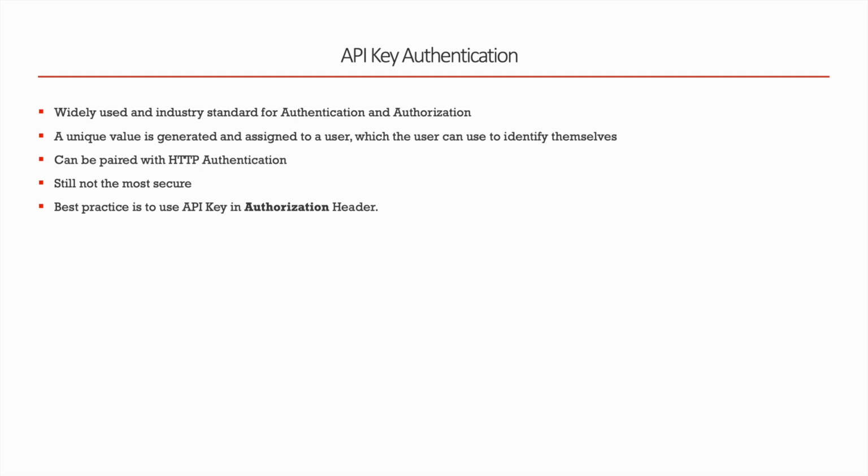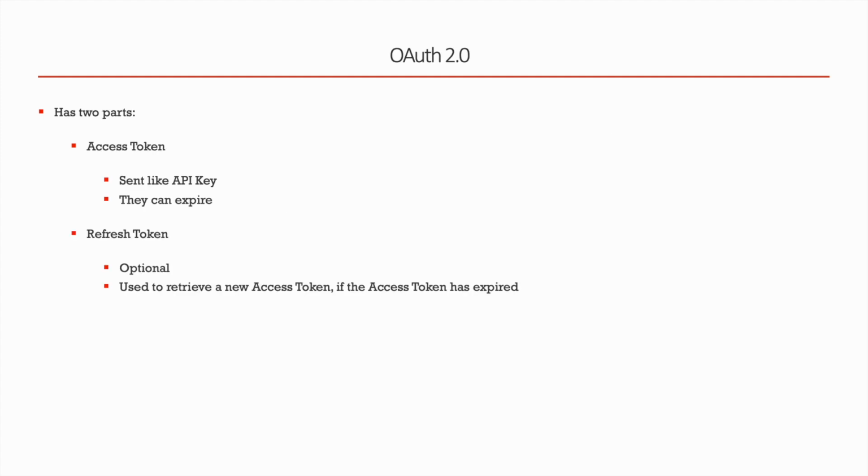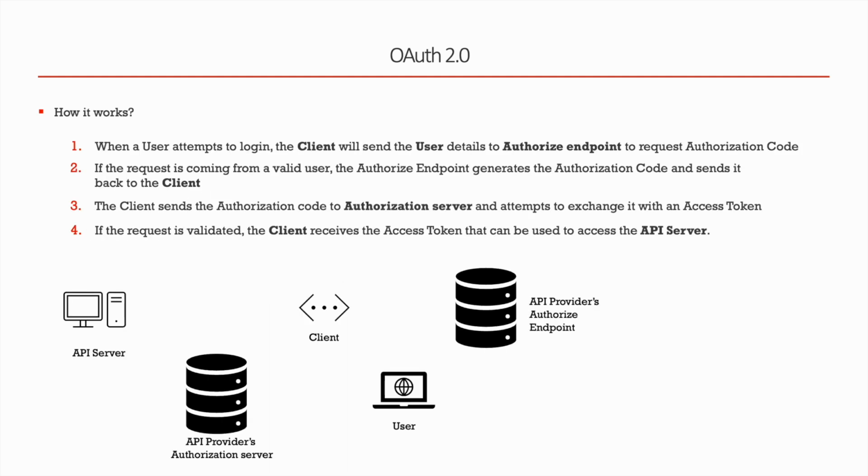Finally, we have OAuth for authentication and authorization. OAuth 2.0 has two parts, access token and refresh token. Access token basically works like an API key. But unlike an API key, OAuth 2.0 is one of the most complex, yet the most secure authentication methods in use. To understand what OAuth 2.0 is, you need to understand how it works. So let's take an example to understand this better.